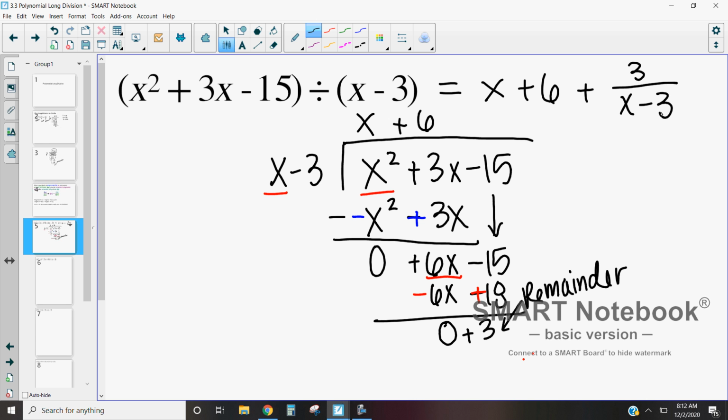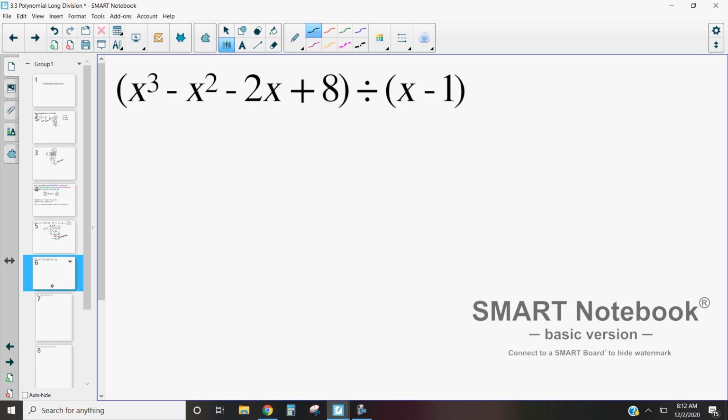We're going to set up our dividend inside, our divisor outside, and ask ourselves, in the first term of our divisor, what number does it have to be multiplied by to get that first term in our dividend that we're looking at? And then we're going to put that right above that piece. And then we're going to go to the next piece and add it and add it and add it until we get those values. So let's go ahead and do 2 more examples.